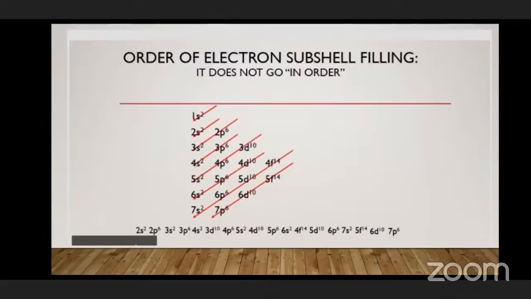After completing that, we have seen the blocks, how they are classified, how many groups and how many periods are there, and what the general electronic configuration is. Based on the electronic configuration, the modern periodic table, the long form of the periodic table, is constructed based on the atomic numbers, and after that we have classified based on that electronic configuration.